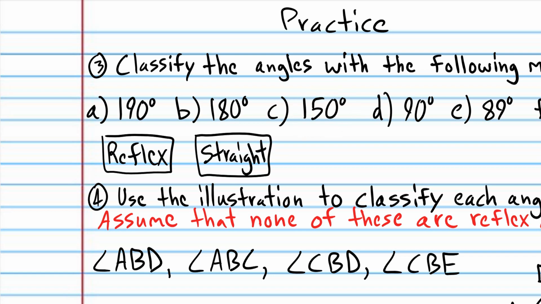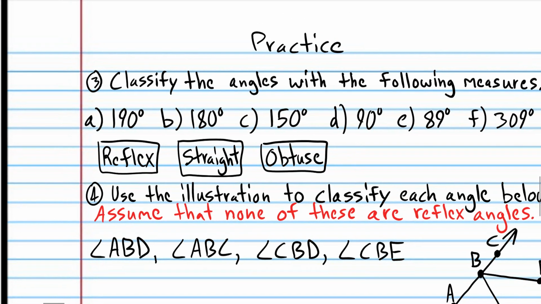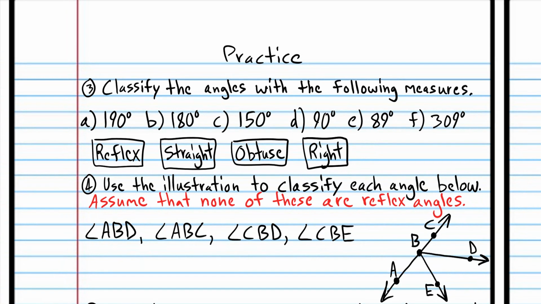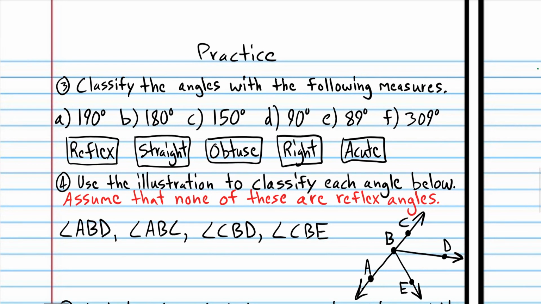This is an obtuse angle. Obtuse angles have measures that are between 90 and 180. This is a special angle. That's called a right angle. Right angles have measures that are exactly 90 degrees. This is an acute angle. Their measures are less than 90 degrees. And this is another reflex angle. Their measures are between 180 and 360.